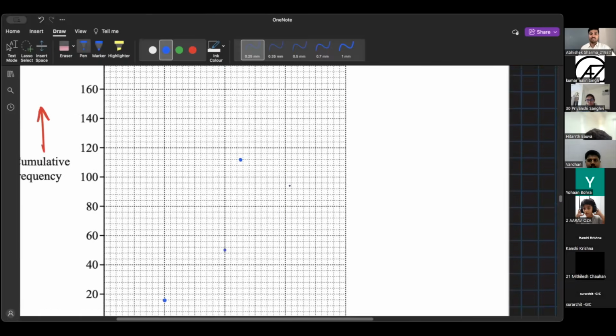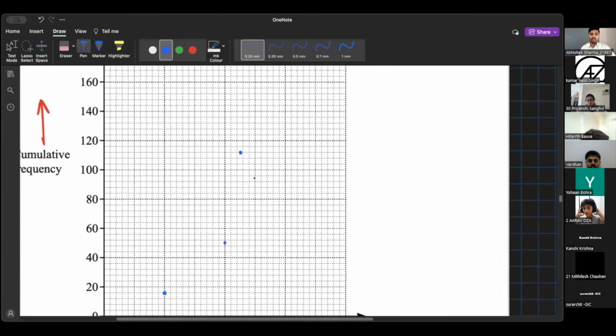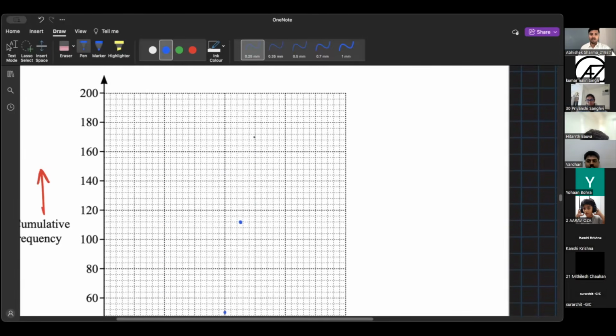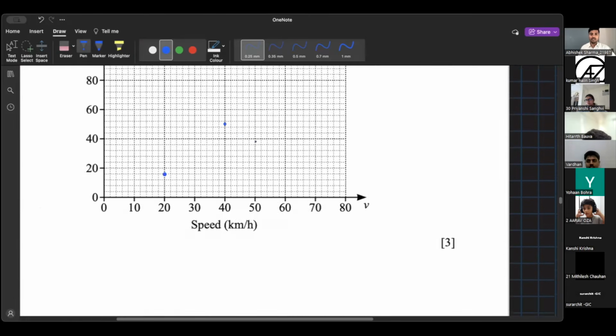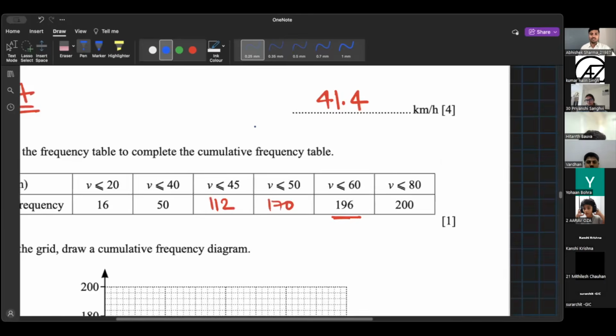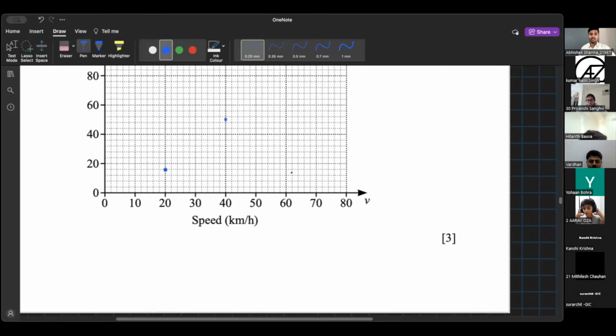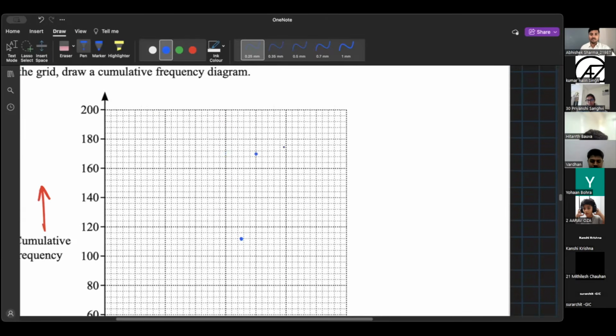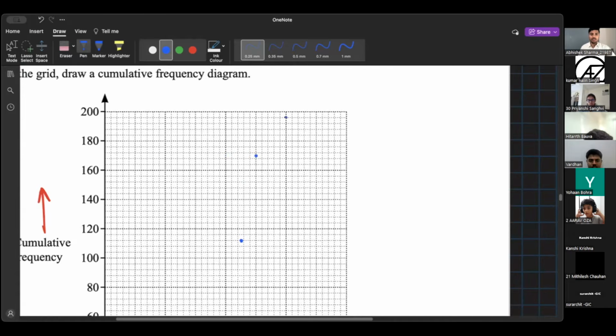At 50 it is 170. Let's go to 160, and 170 is exactly between 60 and 80. So that was for 50. At 60 it is 196. So 196 will be here.